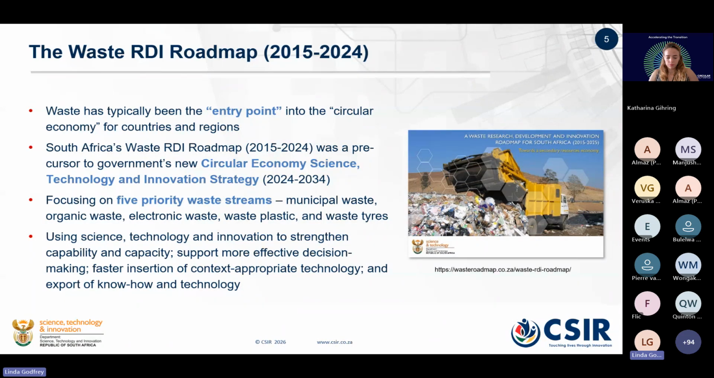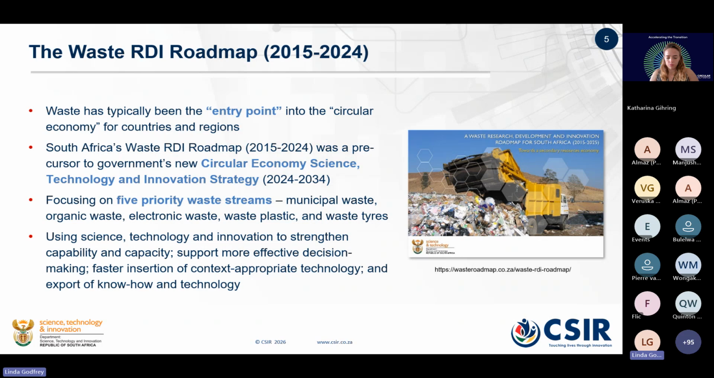I want to spend some time on the waste roadmap in terms of the thinking behind it, what we aimed to achieve, what we invested in, and some of the impacts that we've seen come from that 10-year roadmap. The waste roadmap focused on 5 priority waste streams: municipal waste, organic waste, electronic waste, waste plastic, and waste tires. These 5 priority waste streams were identified through stakeholder engagement workshops back in 2013, 2014. These were the priority waste streams that the waste sector said, we believe there's an important role for research, development, and innovation to play in advancing these particular subsectors.